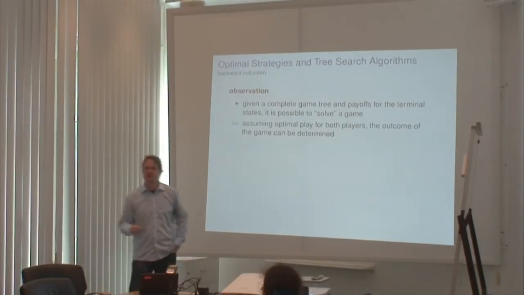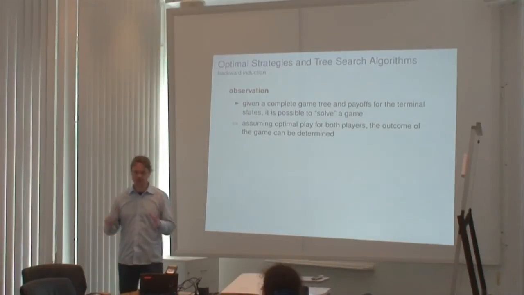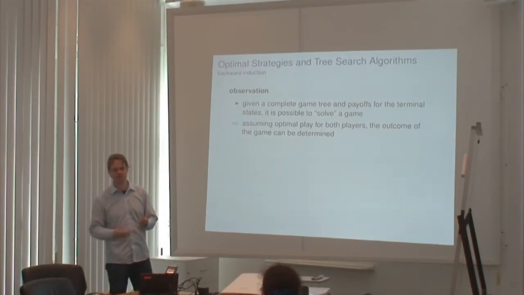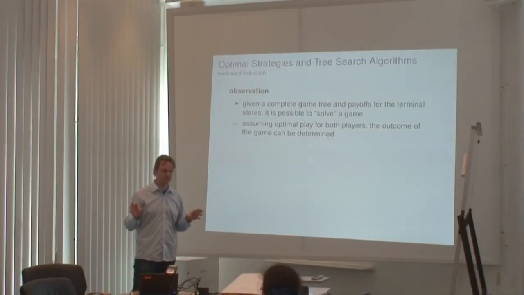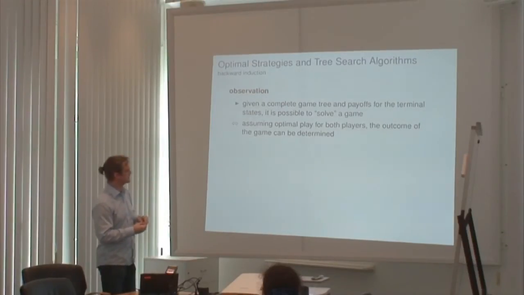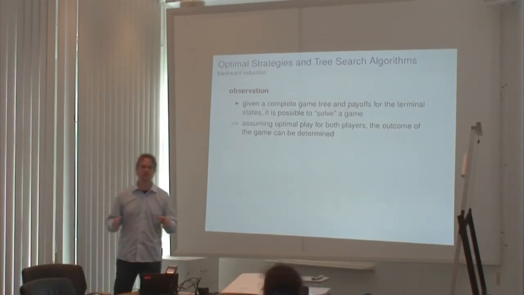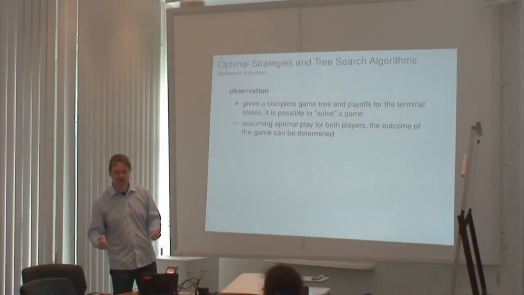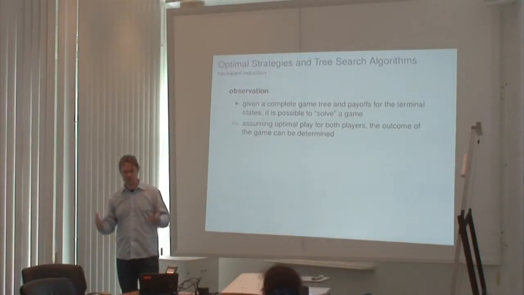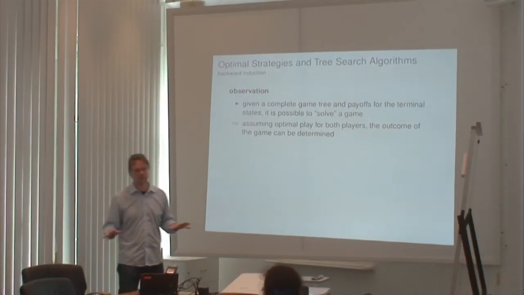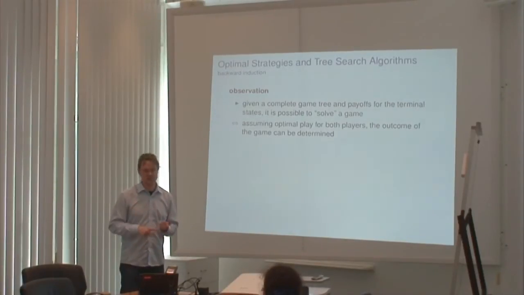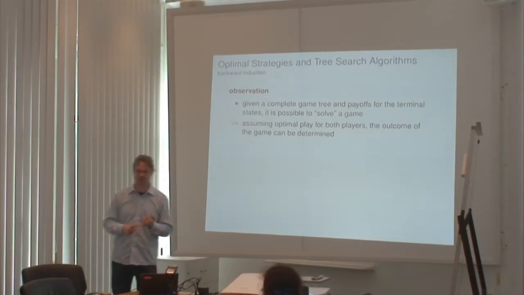That is, in the case where we know the complete game tree and the payoffs of all the leaf nodes of the tree, we can indeed determine the outcome of the game if we assume that both players do not make mistakes. If both players play optimally, both players are infallible opponents and never make a mistake, under these circumstances we can actually say what the game will end in, what will be the outcome of the game.